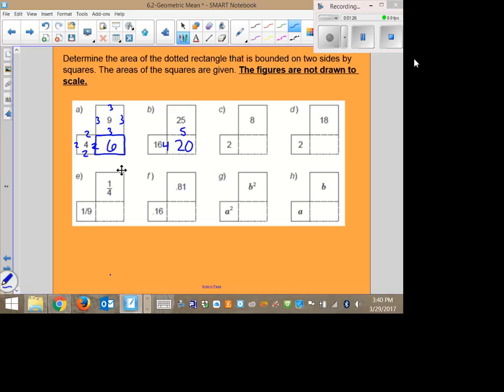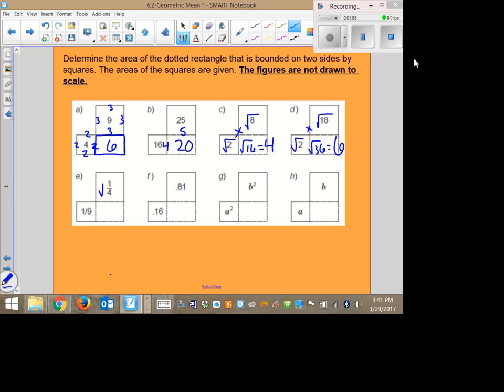Here, we get the side lengths to be the square root of 2 and the square root of 8. If we multiply those two together, we get the square root of 16. But note here that the square root of 16 is 4, so be simplifying your square roots. Here, we get the square root of 2 times the square root of 18, so we get the square root of 36. Simplifying, we get an area of 6.